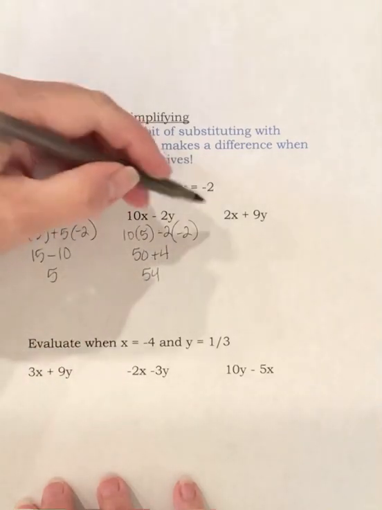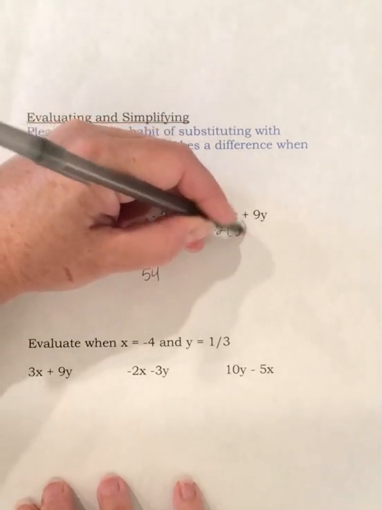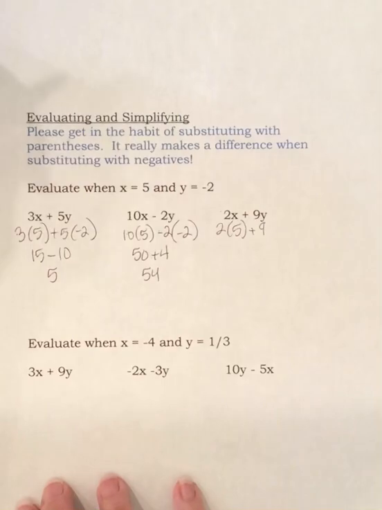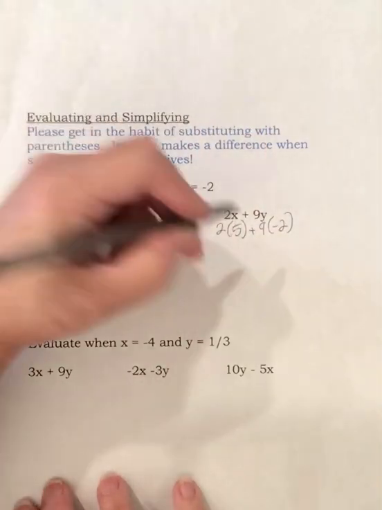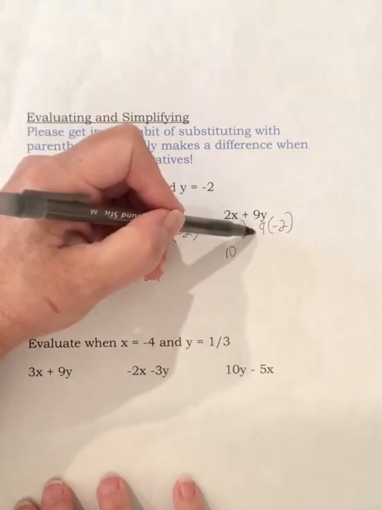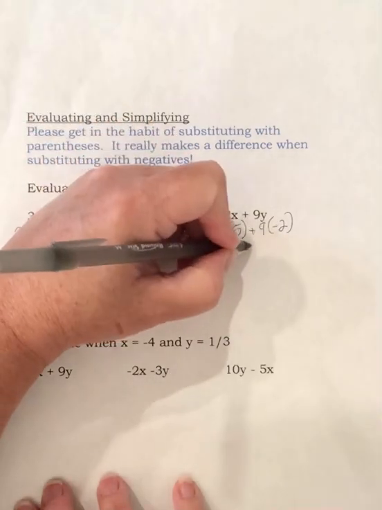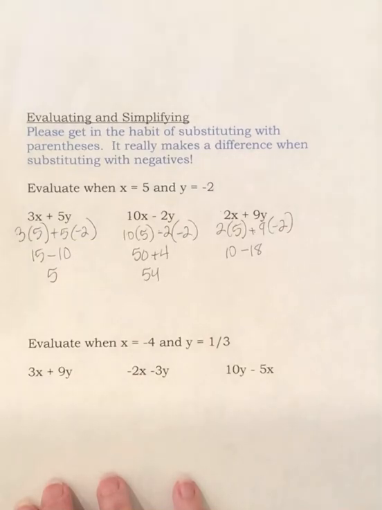Then over here, 2x plus 9y. Again, with parentheses. And then -2. So I have 2 times 5 is 10. I'm not writing down any sign yet till I figure out what I have. Positive 9 times -2 is -18. And I have to pay very close attention here.